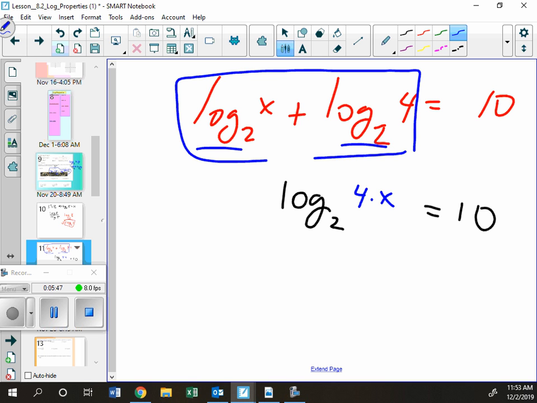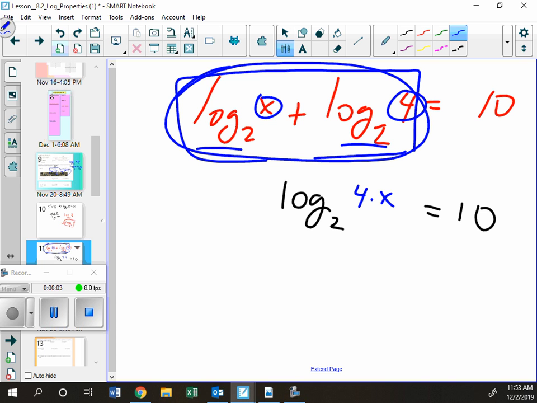Get what just happened there? I just condensed these two logs. I'm leaning a lot on what you learned last year. You did learn this last year. We had whole tests on it. I know it's been a long time, but we made the two argument spots, this and this, go together, and we condensed it down into one log.